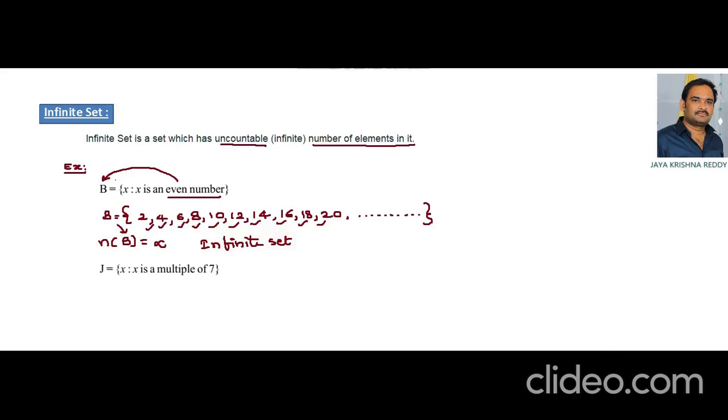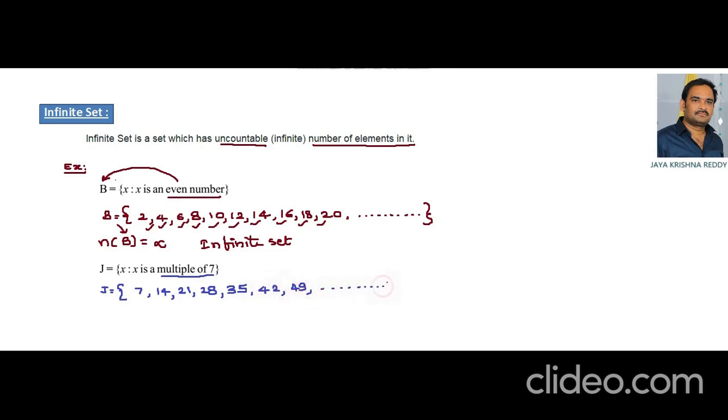One more example: J equals {x such that x is a multiple of 7}. Multiple of 7 means we can write the elements of J as multiples of 7: 7 ones are 7, 7 twos are 14, 7 threes are 21, 7 fours are 28, 7 fives are 35, and like this we can write the numbers. Where can we stop these numbers? It will go on: 7 sixes are 42, 7 sevens are 49, like that.